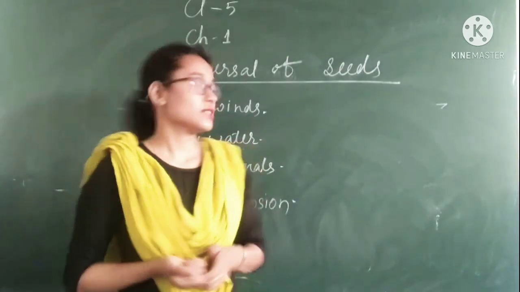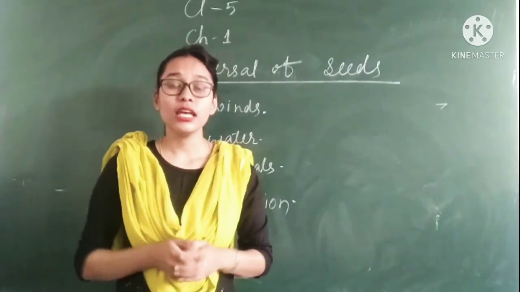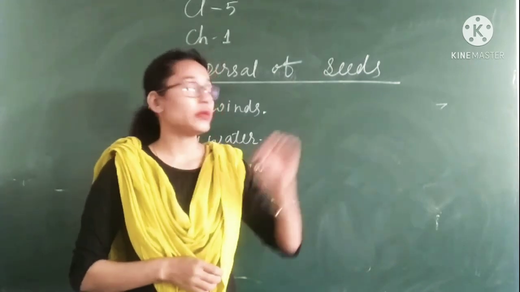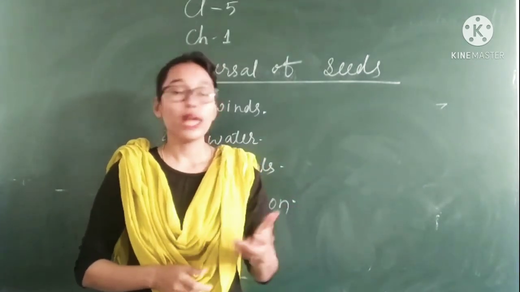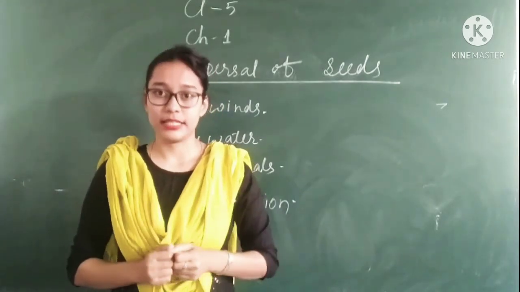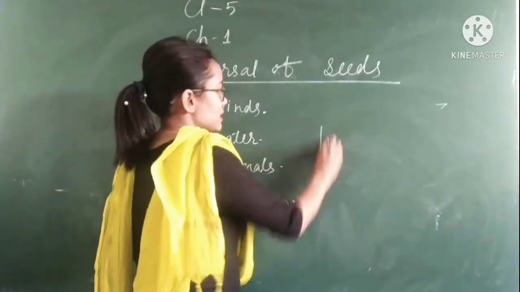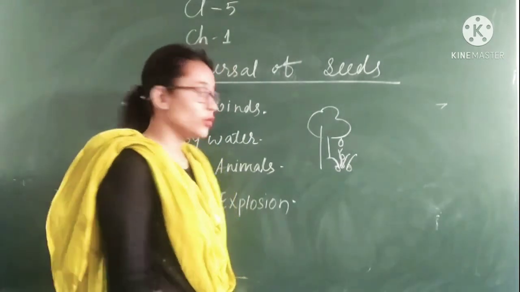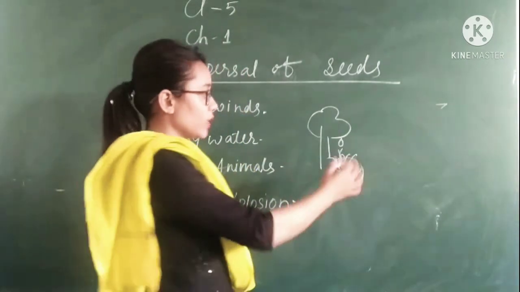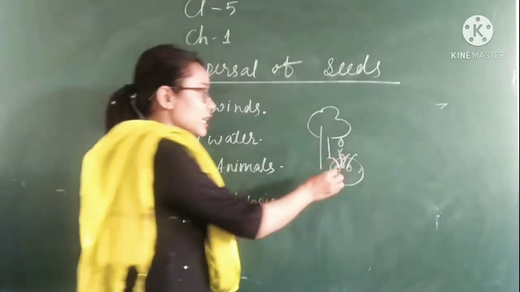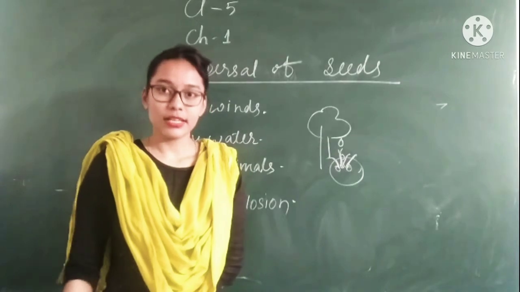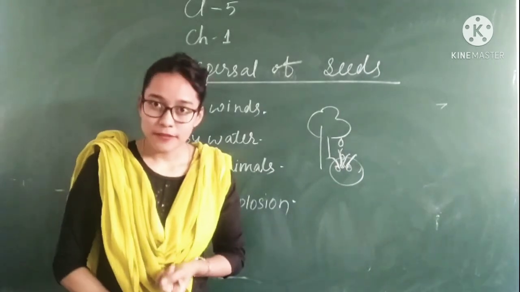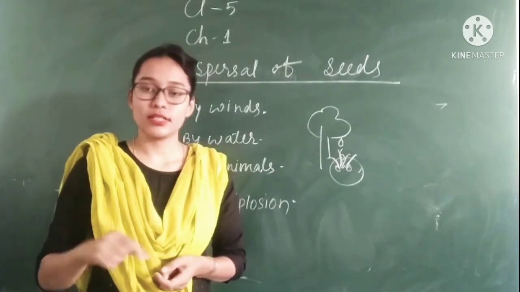Okay students, now we will discuss dispersal of seeds. What is dispersal of seeds? In simple terms, the scattering of seeds far from the parent plant is called dispersal. I will tell you why dispersal of seeds is necessary. Suppose this is the parent plant and all the seeds fall here and start growing here. What will happen? They will struggle for nutrients, air, water, sunlight. As a result, they cannot grow nicely, is not it? So it is very necessary to disperse the seeds. The process of scattering of seeds from the parent plant is called dispersal of seeds.